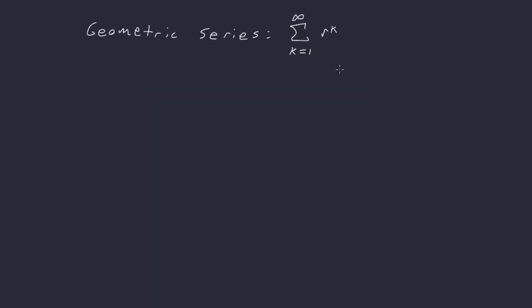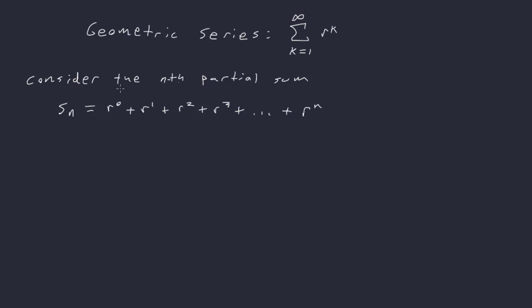Okay, and how we analyze geometric series, it's actually pretty clever, I think. What we're going to do is take a look at the partial sums. So let's consider the nth partial sum. That would be, say, Sn, which will be r to the 0 plus r to the 1 plus r squared plus r cubed, all the way up to r to the n. Okay, so I'm going to simplify this a little bit to make it a little easier to work with. This will actually be 1 plus r plus r squared plus r cubed, and then all the way up to r to the n.